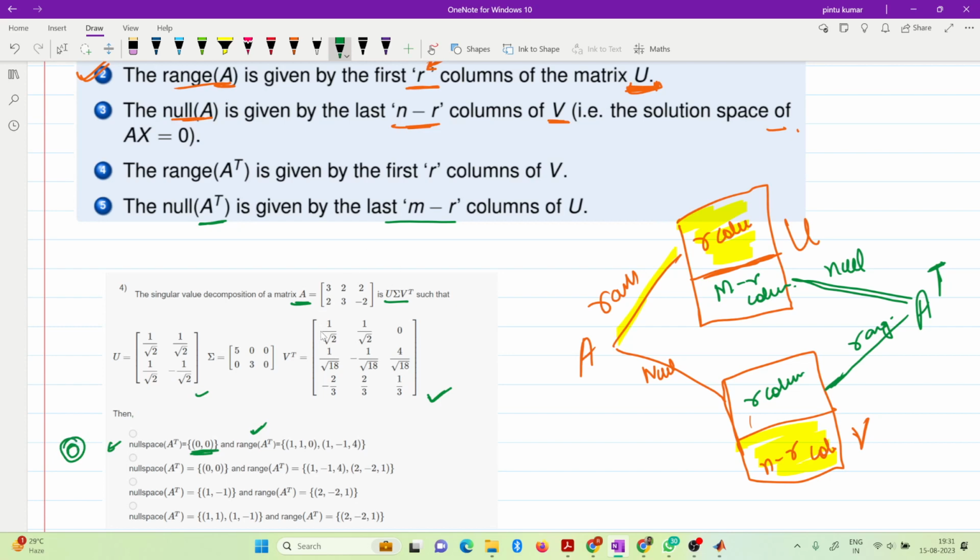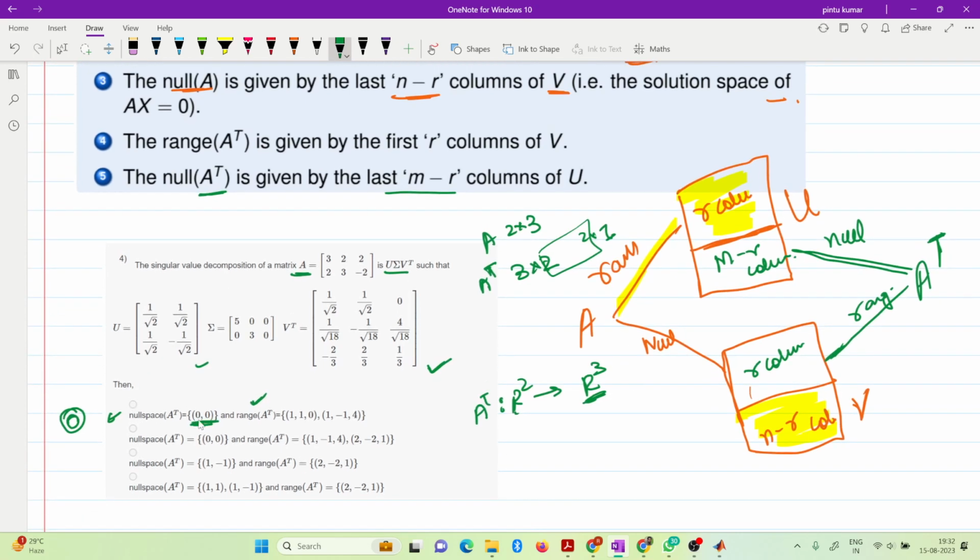Okay, right. So now if you look at your A matrix is 2 cross 3. A transpose is 3 cross 2, right? So A transpose is a map from R2 to R3. So you will multiply it with a matrix of size 2 cross 1 to obtain a matrix of size 3 cross 1, right? So this is a map from R2 to R3. Now first thing that you should look at is that your null space is of dimension 0.